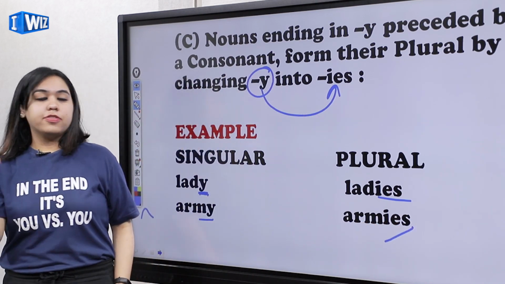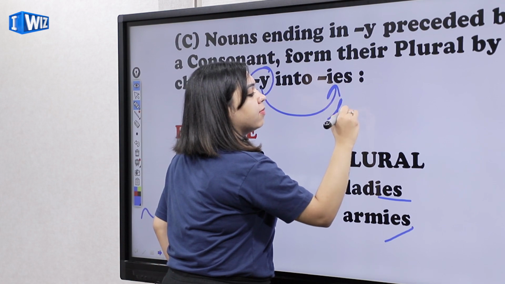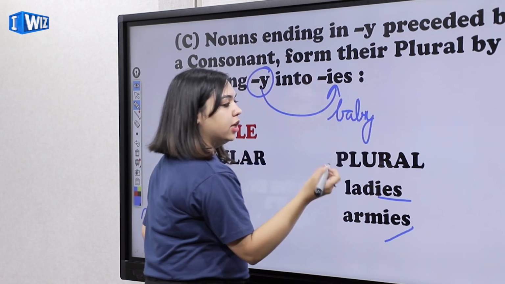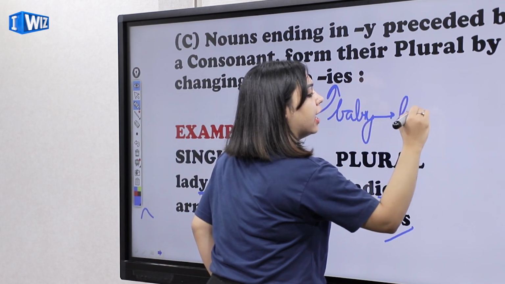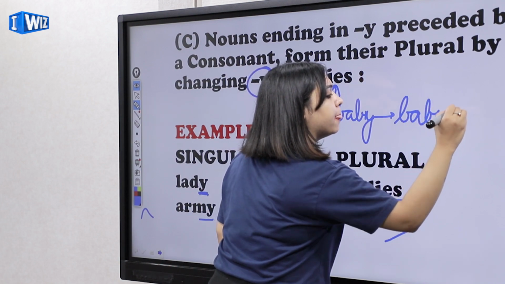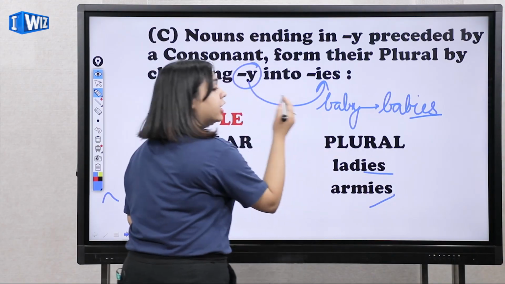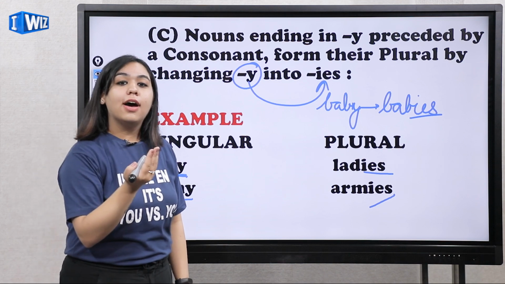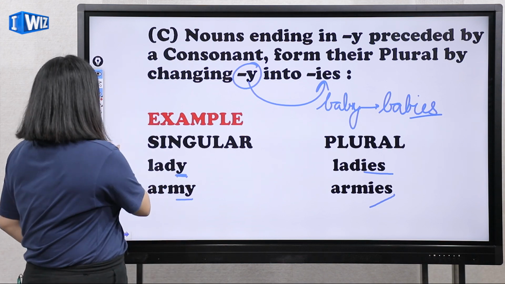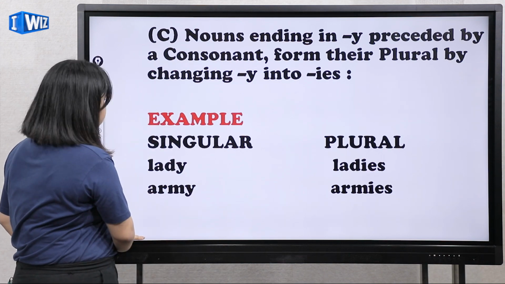Another example, think of some other noun. Another example is baby, and I can write it as babies. So you see again the y is converted into ies. I hope it's clear, and let's move forward.